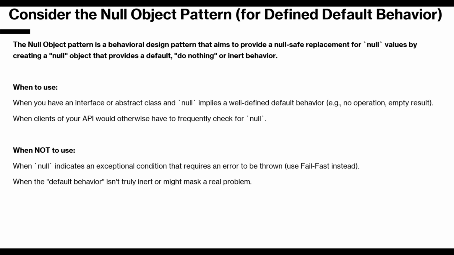So when do we use this? When you have an interface or an abstract class and it is going to simplify that particular well-defined default behavior. So there is no operation, there is an empty result, or when a client of your API would call, otherwise you have to frequently check for null. Now when not to use it: when a null indicates an exceptional condition that requires an error to be thrown. Also when the default behavior is truly inert, or might mask a real problem. Okay? So in that case we must not use it.